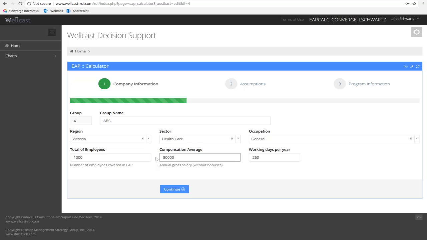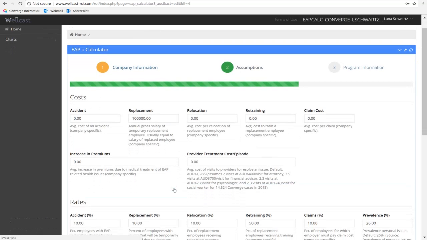What happens and why it's so important to get the compensation, region and sector correct is that those three values come together to create a daily productivity loss. So if you are unsure, make sure you got those factors as close as possible to correct. This is a default setting, working days per year for the Australian population. So we'll continue from there.